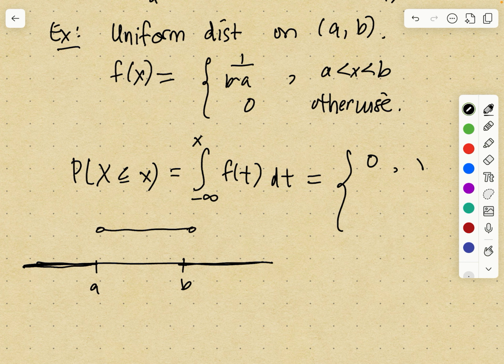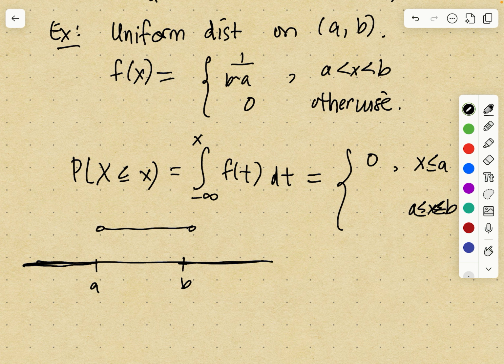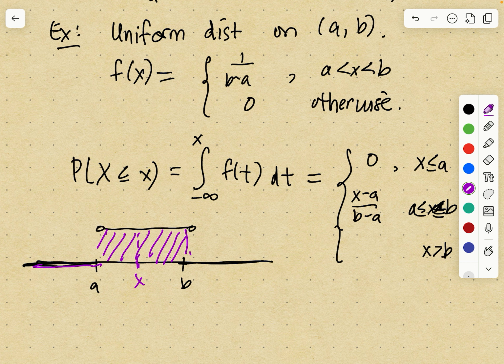zero if x is less than or equal to a. If x is between a and b, then you're just integrating up to here, and this height is 1 over b minus a. So it's just going to be 1 over b minus a times x minus a. And then we know that if x is greater than b, then you integrated the whole thing, right? So you just get 1.